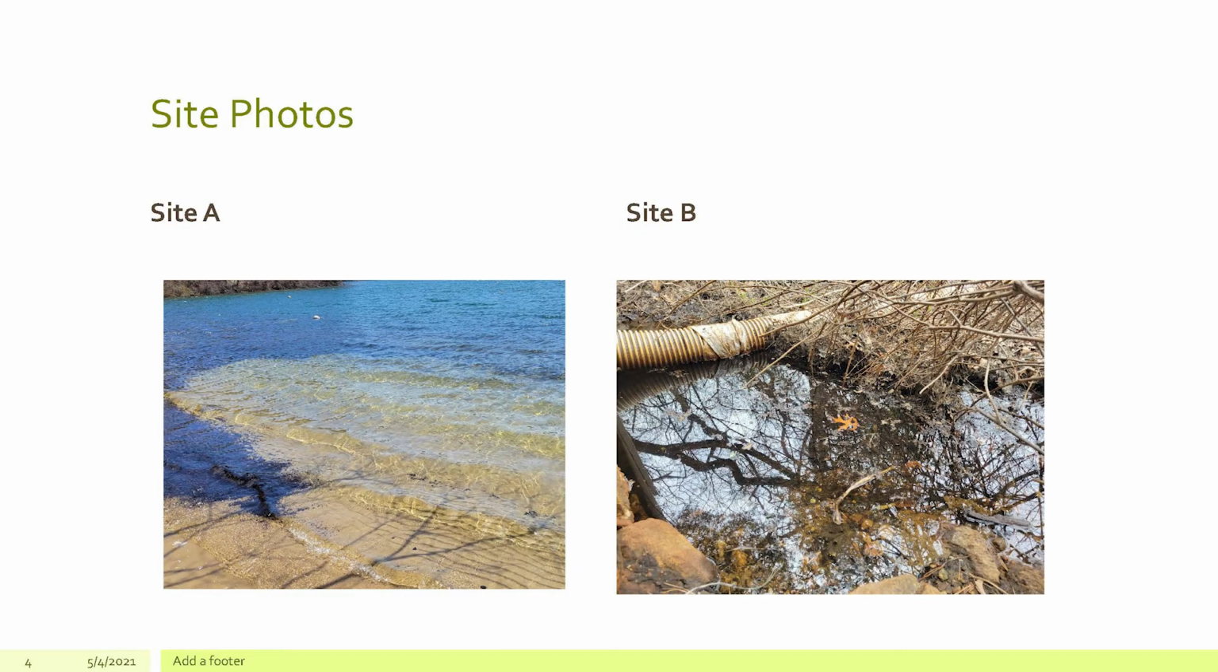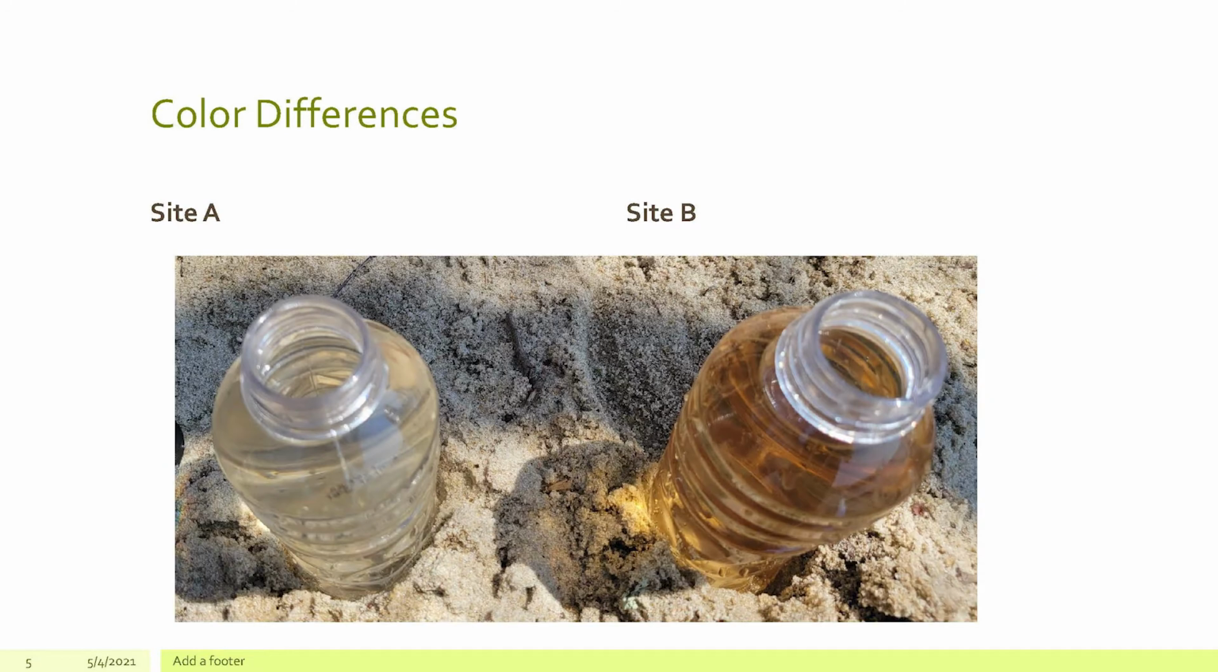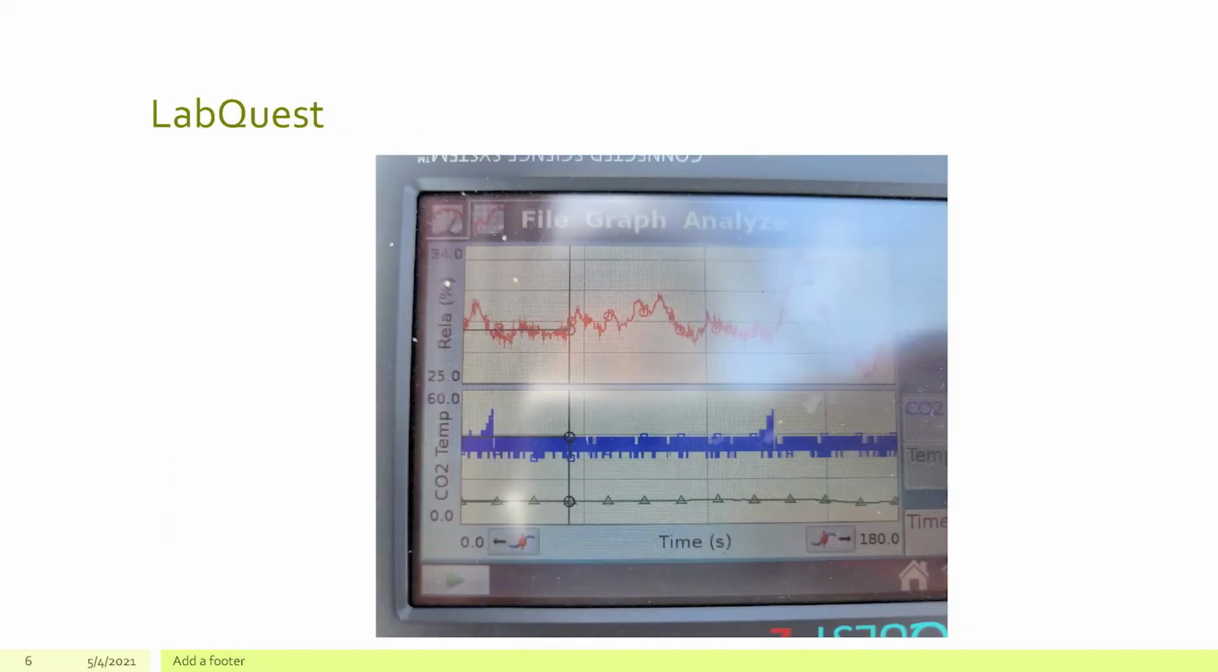Here are close-up photos of Site A and Site B. And here is the typical color of each water sample. Site A consistently was clear, where Site B was consistently brown. All data was acquired using a LabQuest and the appropriate SOP, which we all wrote as students.